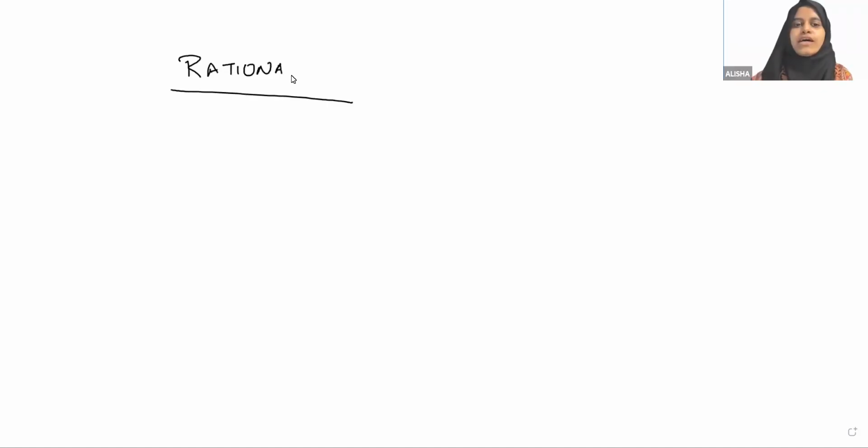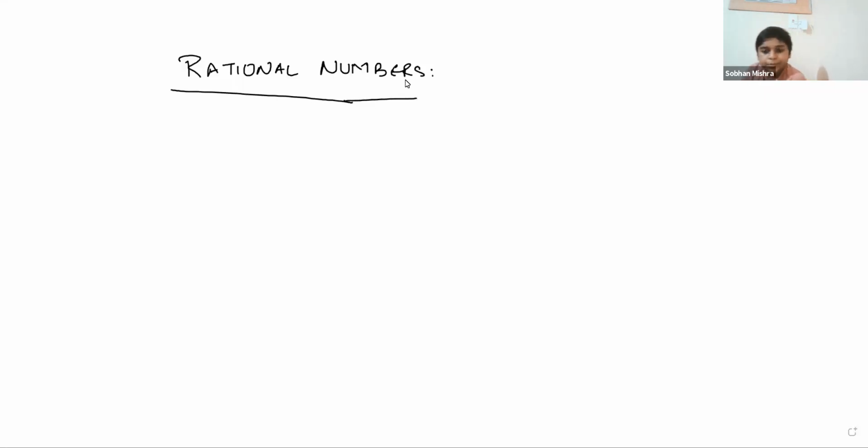No? Which chapter were we doing? Rational numbers. Right. And how many properties are we done with? Associative property, commutative property and closure property. Okay. Now we are moving towards our distributive property.